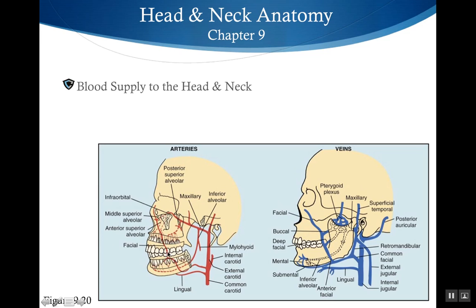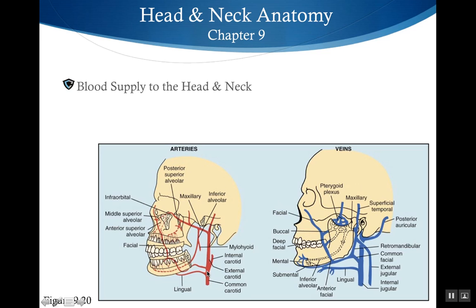So the internal carotid artery, this branch that you see here, is what supplies the blood to the brain and to your eyes. The external carotid here is of more importance to us from a dental standpoint because it has several branches that are the major blood supply to your face and to your mouth. One of these branches is the facial artery that you can see right here, and that enters the face at the inferior border of the mandible.